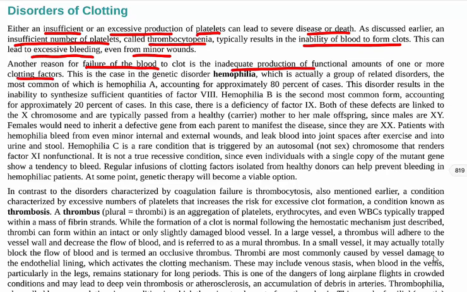So if we don't have those clotting factors for whatever reason, then we're not going to have that pathway, right? We're not going to have that cascade happen, either intrinsic, extrinsic, or even the common pathway. So this is the case in hemophilia, which is actually a group of related disorders. The most common one is hemophilia A, which is about 80% of the cases. So this results in the inability to synthesize sufficient quantities of factor VIII.